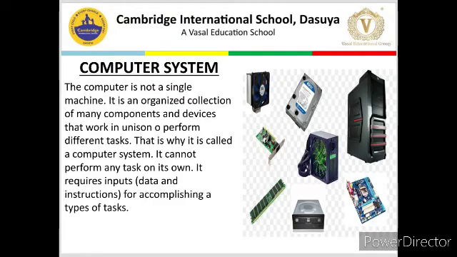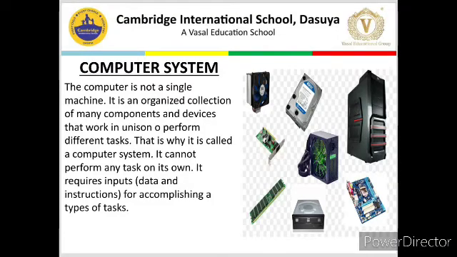Now, let's understand what comprises a computer system. The computer is not a single machine. It is an organized collection of many components and devices that work in unison to perform different tasks. That is why it is called a computer system. It cannot perform any task on its own.